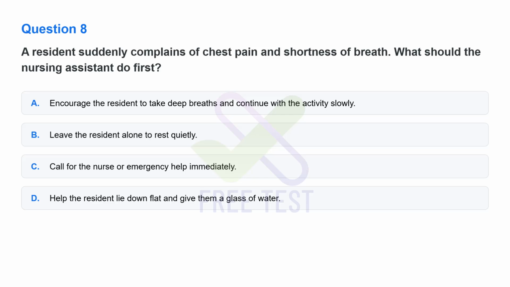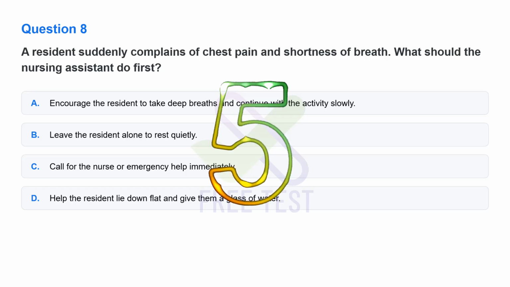A resident suddenly complains of chest pain and shortness of breath. What should the nursing assistant do first? A. Encourage the resident to take deep breaths and continue with the activity slowly. B. Leave the resident alone to rest quietly. C. Call for the nurse or emergency help immediately. D. Help the resident lie down flat and give them a glass of water.